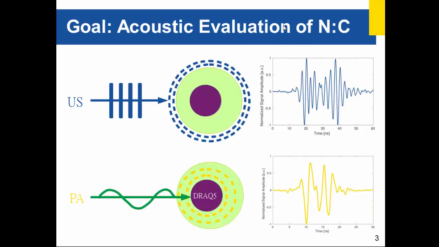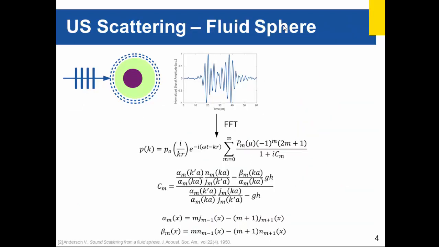The process of identifying the size of the cell and the size of the nucleus uses two different methods. The first method uses ultrasound and gets the backscatter from the cell, and through that we are able to estimate the size of the cell. And the second one uses a contrast agent, which is DRAQ5, and it's specific to the nucleus, getting the photoacoustic signal from the nucleus and estimating the size of the nucleus.